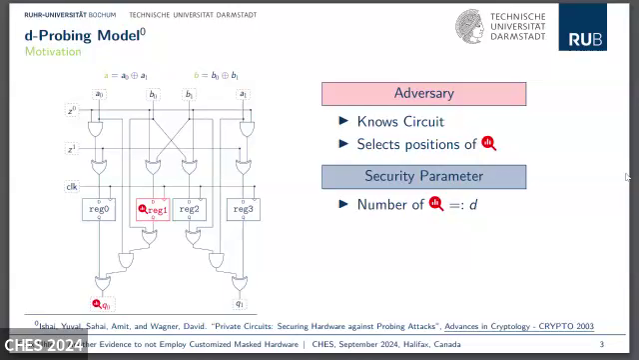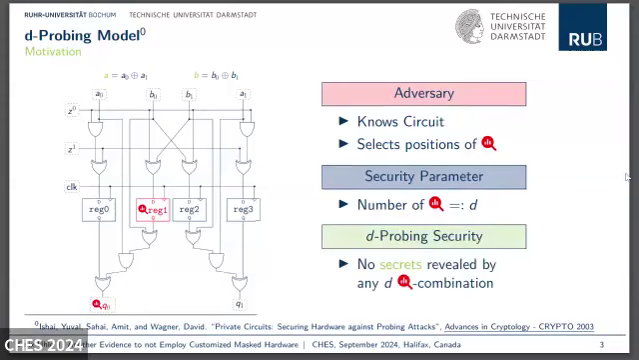Using masking, we can counteract side channel analysis, but we need some models to define the strength of our masked implementation. One of these models is the d-probing model. In this model, the adversary knows the circuit, and he can select up to d positions he wants to probe. Here we have two probes, one on the output of the circuit, Q0, and one on a register. Probing here means that the adversary learns a stable, noise-free value. In this case we have two probes, so d is equal to 2, and this is a security parameter. So higher d means stronger adversaries.